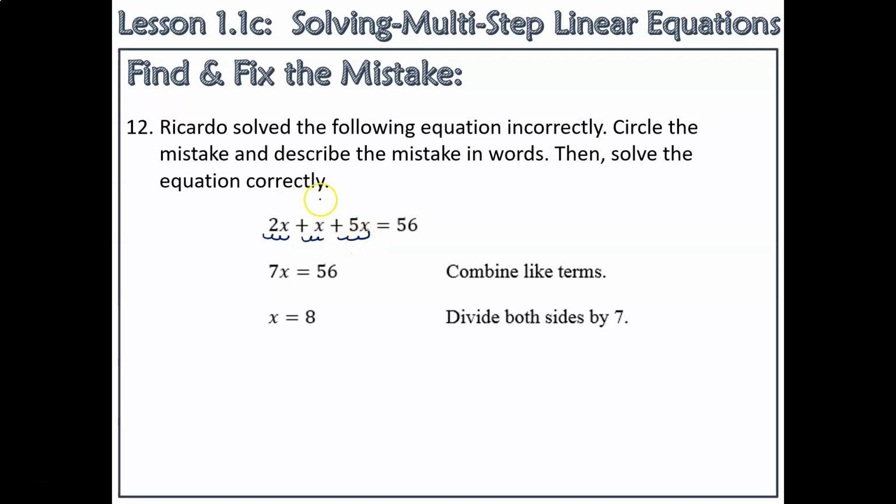There's his mistake. He forgot this. He forgot to combine this in. So this should be 8x equals 56. And when you divide by 8, x is 7.